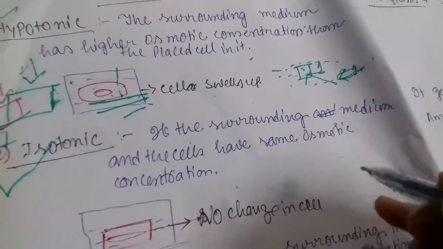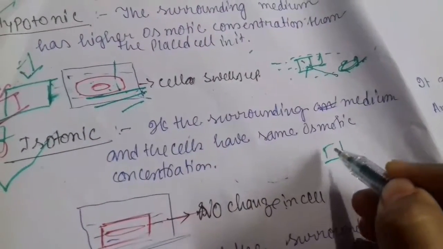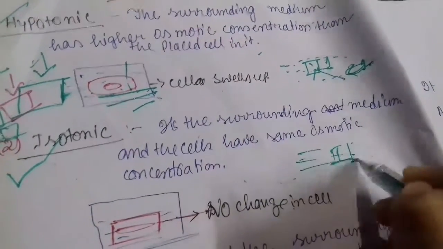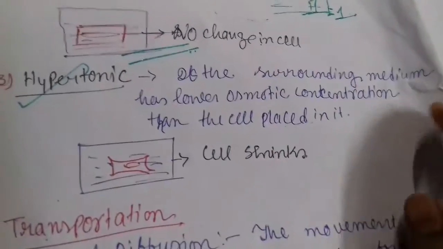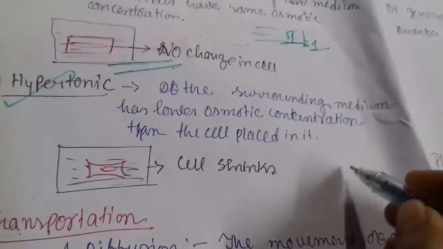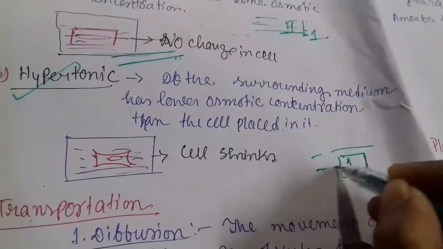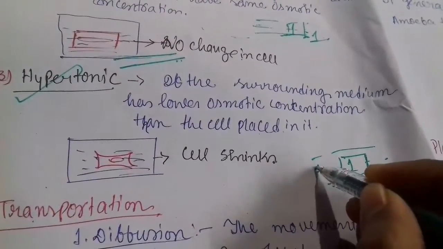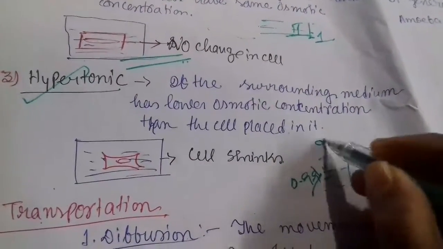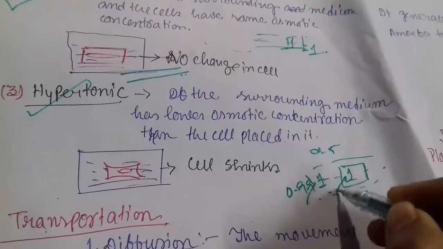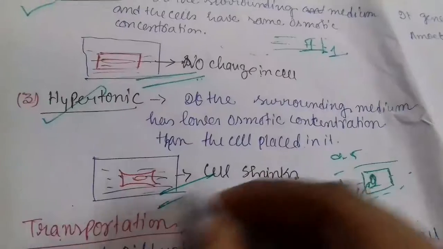Isotonic: if the surrounding has the same osmotic concentration, let the osmotic concentration of a cell be 1 and the surrounding medium be 1, then no change will happen. Hypertonic: if I place a cell with 1 and the medium has lower, such as 0.99, 0.5, then from higher concentration it will go to the lower concentration, and the cell will shrink.